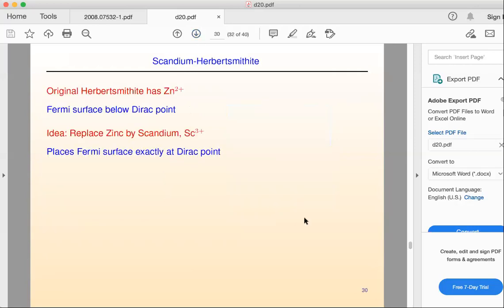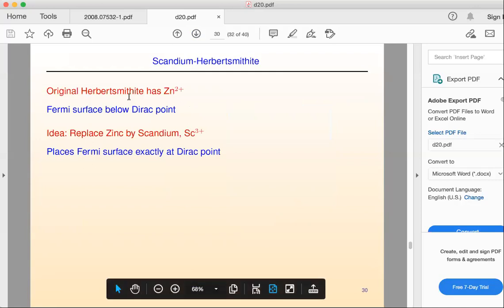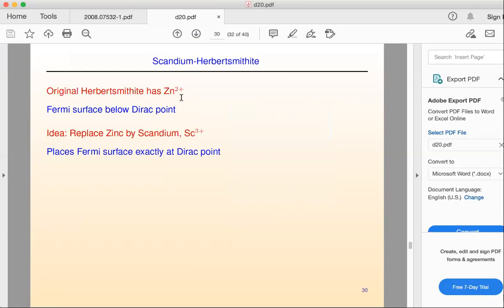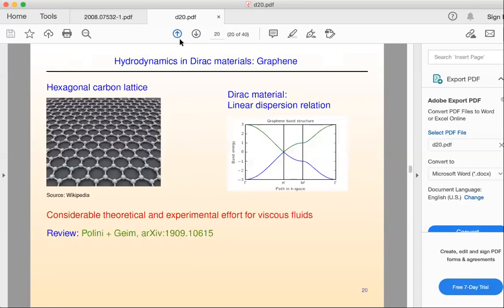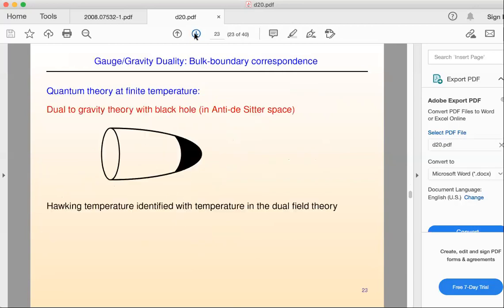Now the idea of our condensed matter colleagues was this. The original Herbertsmithite material that I just showed has these double-valued zinc ions, and in this material, the Fermi surface is below the Dirac point. Let me go back to the figure I showed before for graphene. If this is the band structure, then in the standard Herbertsmithite you also have such a band structure, but the Fermi surface is somewhere down here. So it's not really a Dirac material, because for a Dirac material we need our excitations to sit right at this point. The idea of our colleagues is that if we can replace the zinc atoms with scandium atoms, which are three times positive, then we would shift the Fermi surface to lie directly at this Dirac point. That's what they are proposing.